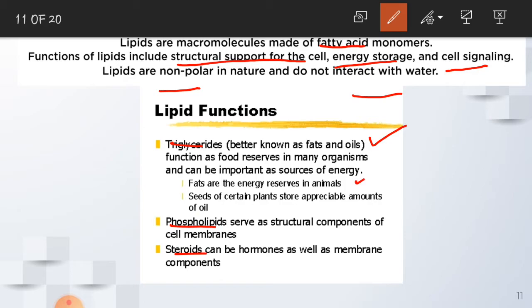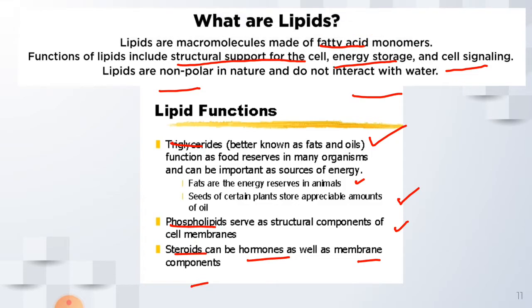Fats are the energy reserves in animals, and seeds of certain plants store appreciable amounts of oils also. The phospholipids serve as a structural component of the cell membrane, and the steroid, that is a kind of lipid, can be a hormone as well as a membrane component. So if you look at the functions of these biomolecules, then you will know how much importance they have in living organisms.